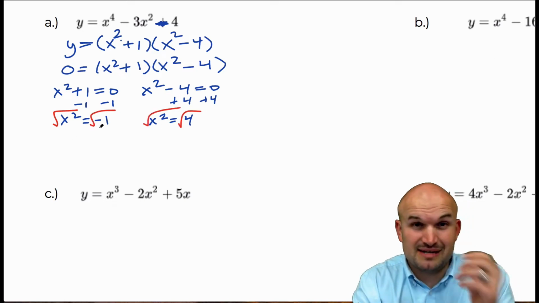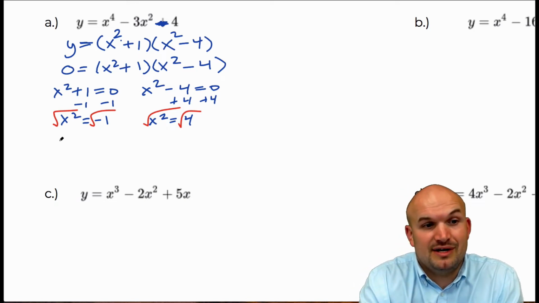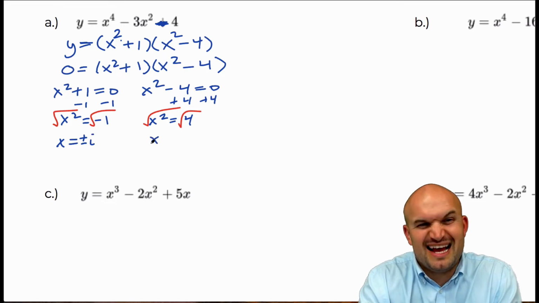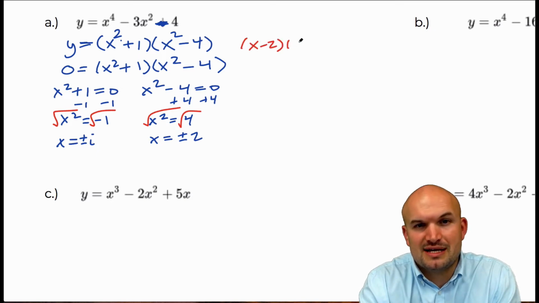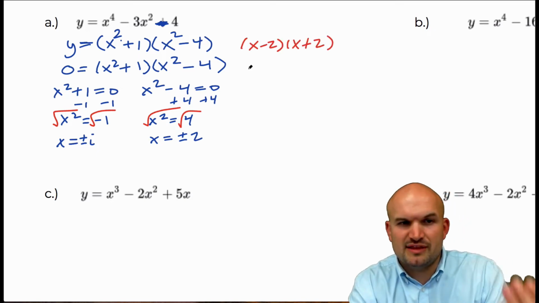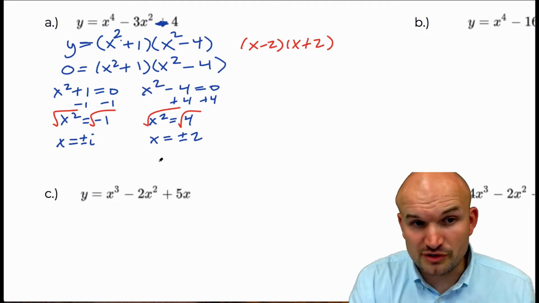In this case, you can see I'm taking the square root of negative 1, which is our i, as our imaginary unit. So x equals plus or minus i, and here you get x equals plus or minus 2. Which again, guys, we already knew that answer, right? We already knew it was x minus 2 times x plus 2. You could have just done that from there. So those are going to be all your zeros.